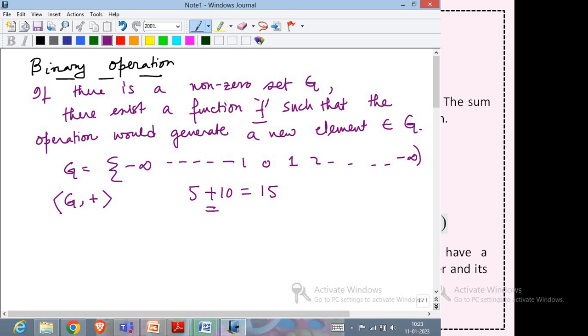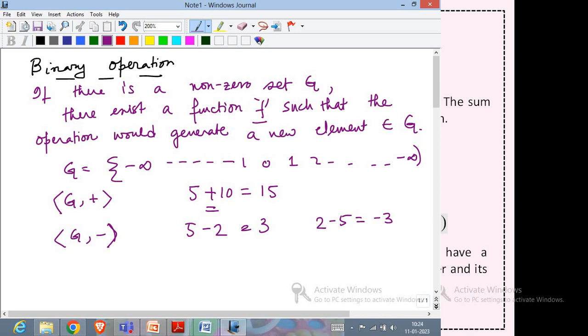Understood? But suppose I write G as the same set, will minus be considered as a binary operator? Yes. Why? Because if you consider an element 5 minus 2, that is 3, part of the set, and if you consider 2 minus 5, that also is part of the set.